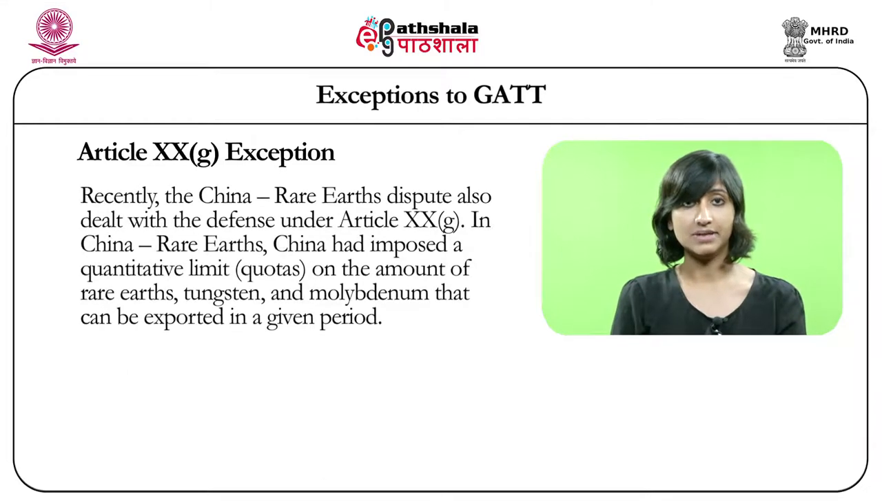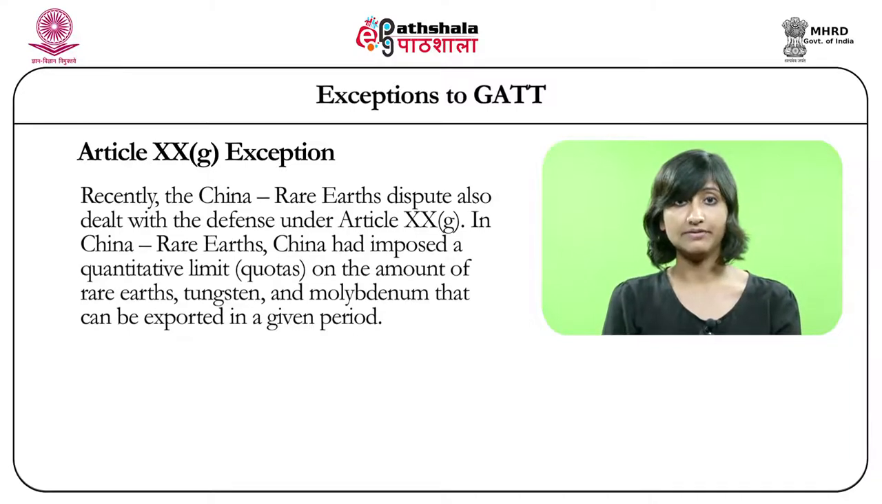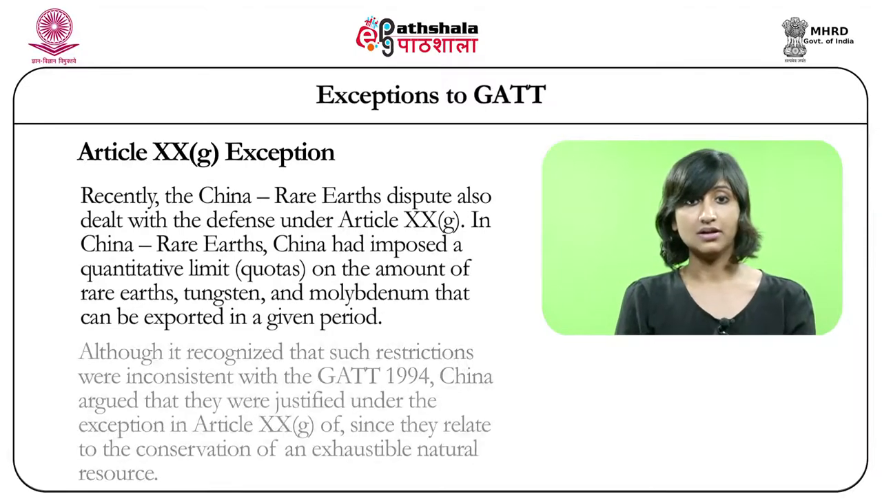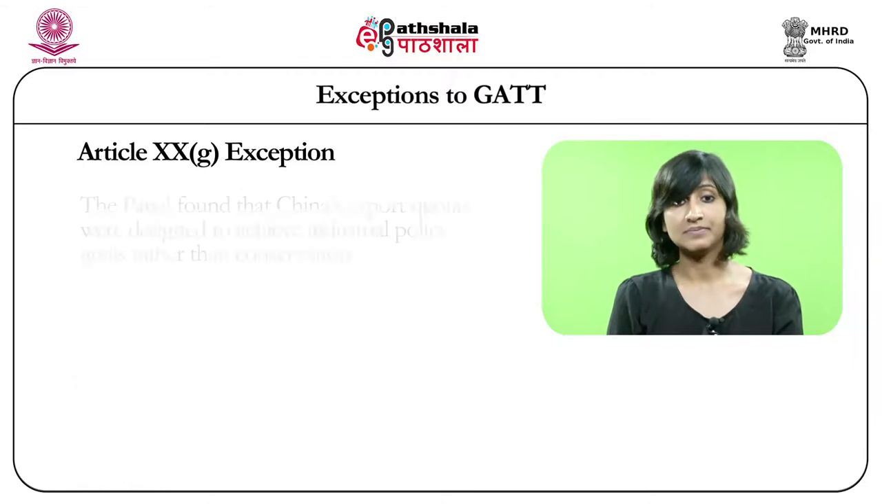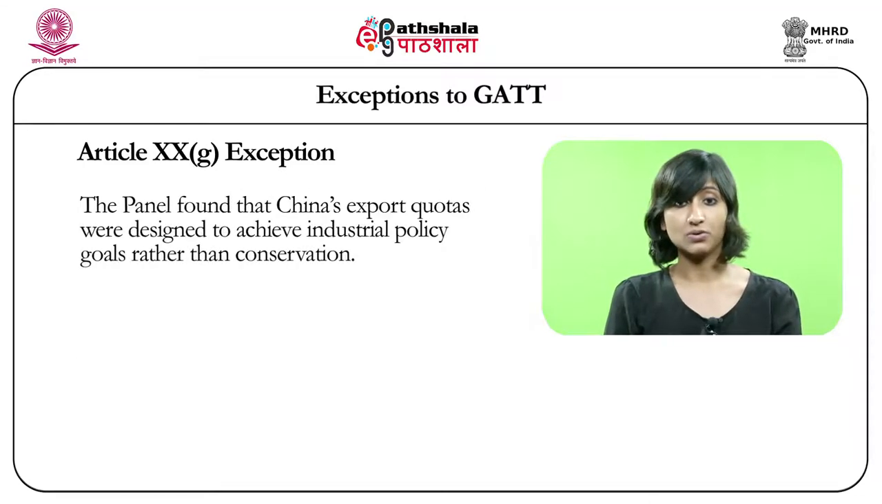In China Rare Earths, basically the measure at issue related to a quantitative limit, or a quota, on the amount of rare earths, tungsten and molybdenum that can be exported in a given period. Although it recognized that such restrictions were inconsistent with GATT 1994, China argued that they were justified under the exception in Article 20(g) since they relate to the conservation of an exhaustible natural resource. The panel found that China's export quotas were designed to achieve industrial policy goals rather than conservation.